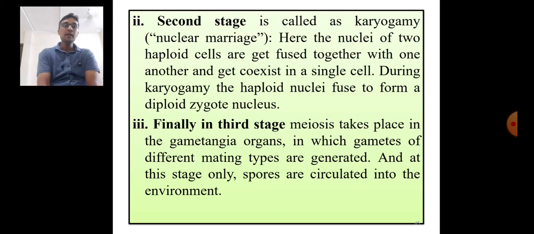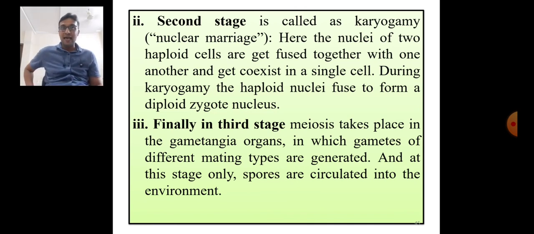Now try to understand. The second stage is also called karyogamy, which is also said to be a nuclear marriage. Here the nuclei of the two haploid cells, which had united earlier, are getting fused together with one another and coexist in the form of a single cell. During karyogamy, the haploid nuclei fuse to form a diploid zygote nucleus. After the two nuclei fused, a single cell was formed, a single nucleus was formed, and that mixture of the two is called the diploid zygote nucleus. Hoping, students, you are getting this particular point.